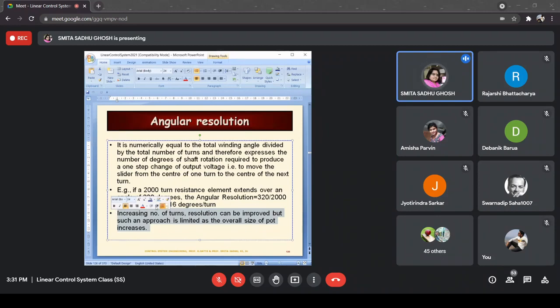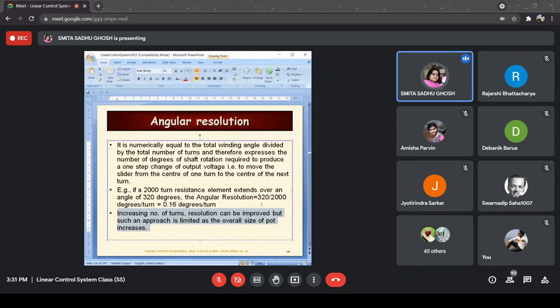Naturally, we can increase the number of turns, because you have the angular span divided by the total number of turns, right? So for the angular span, let us say we've taken 320 degrees. You cannot actually increase the angular span beyond, definitely not beyond 360, and somewhat lesser than that is the actual case that you would be encountering.